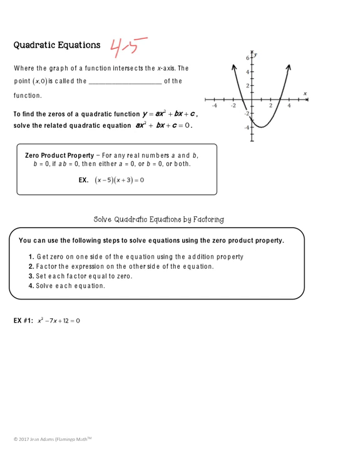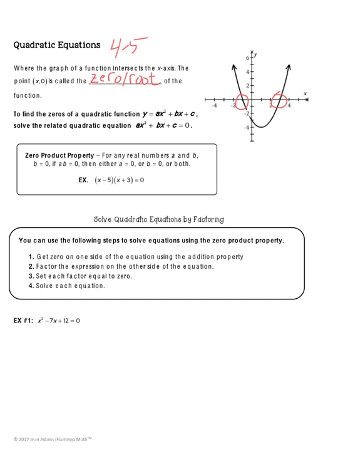Where the graph of a function intersects the x-axis, which would be here and here, these values are called the roots or zeros. Zero or root of the function.